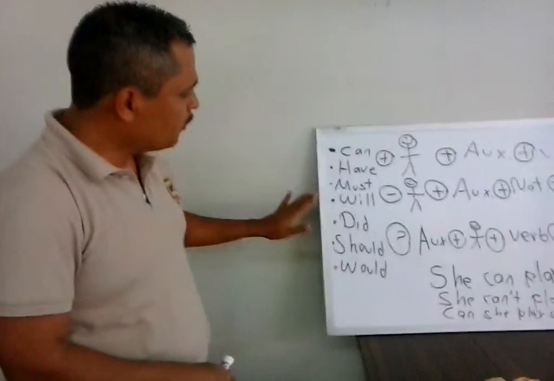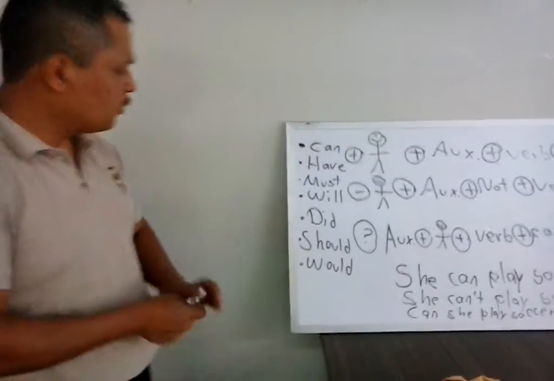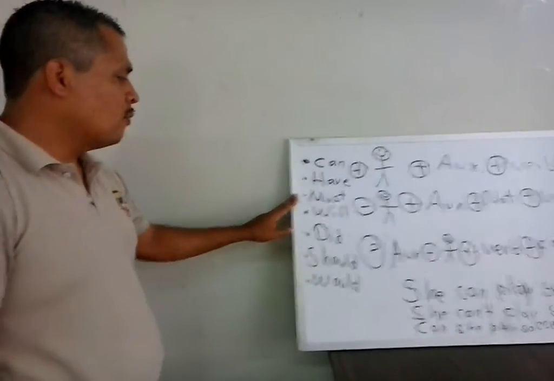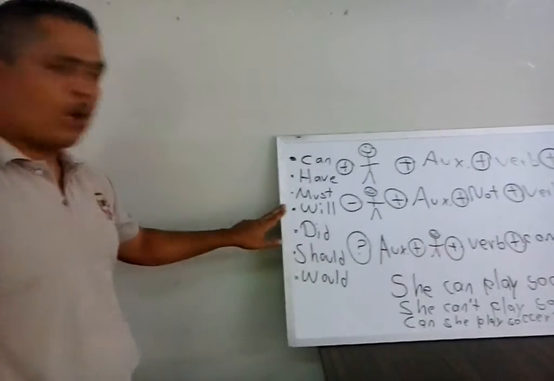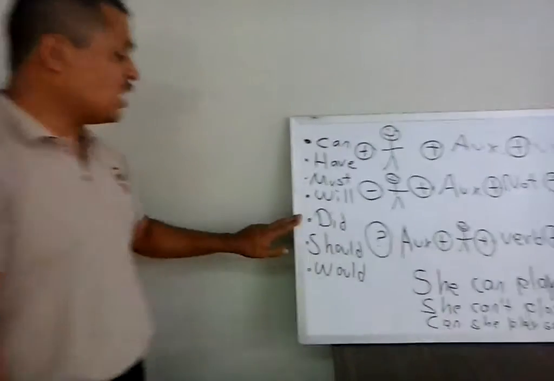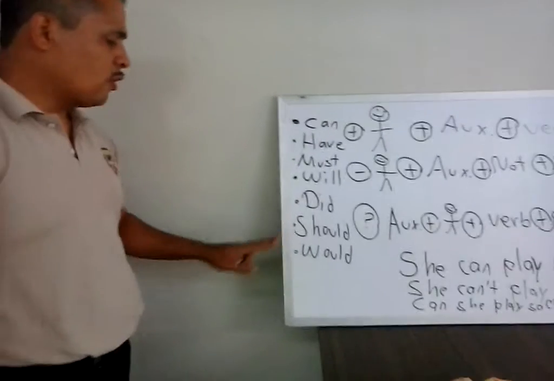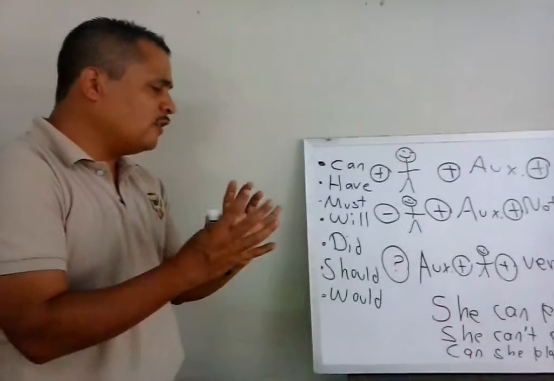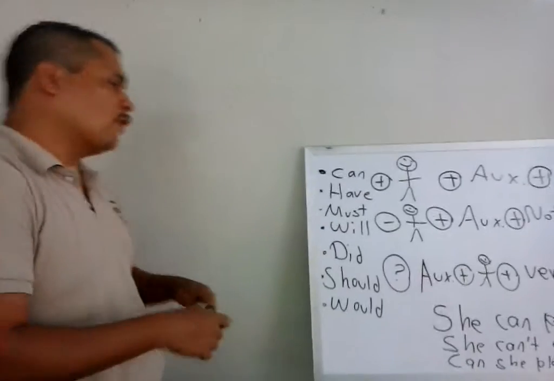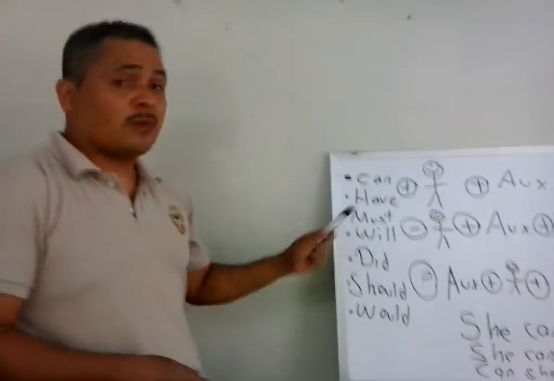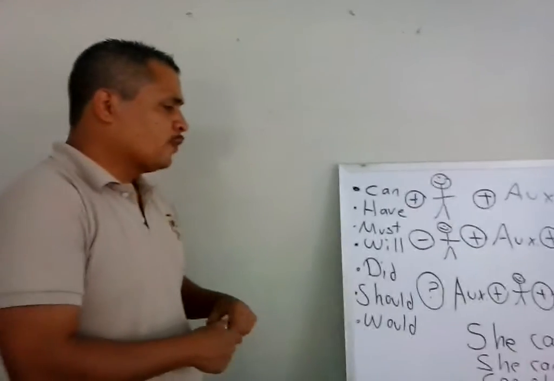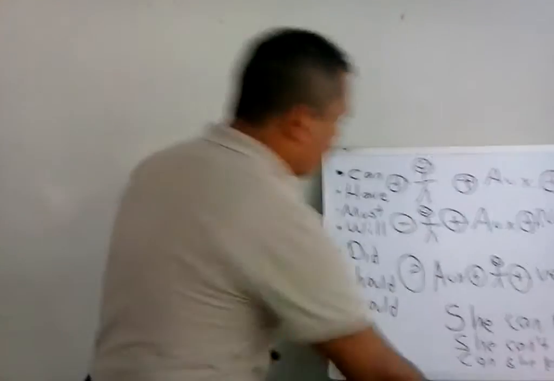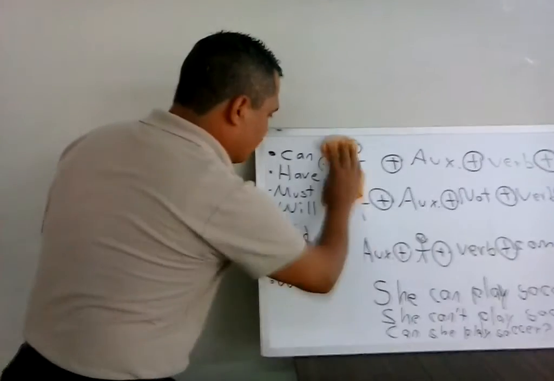Can, have, must, will, did, should, would. For negative: can't, haven't or don't have, mustn't or must not, will not or won't, did not or didn't, should not or shouldn't, would not, wouldn't. The contraction is easier to use. Most people prefer to use contractions just in informal texts or readings, because in formal documents, you don't need to use contractions. It's not recommended.